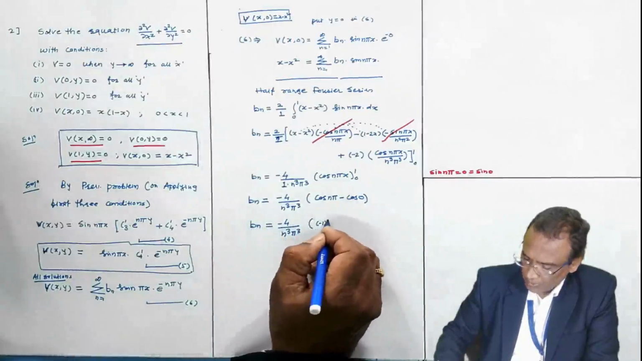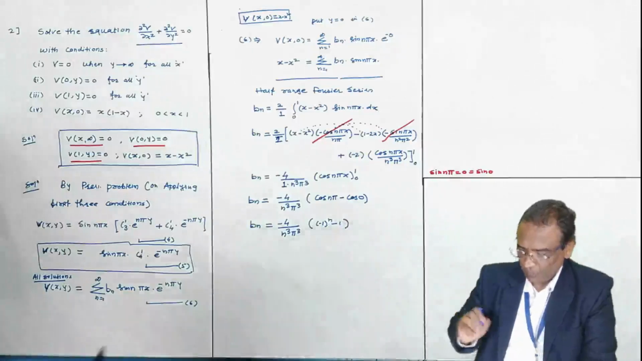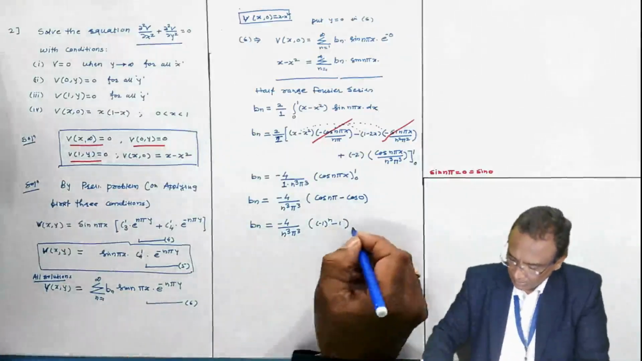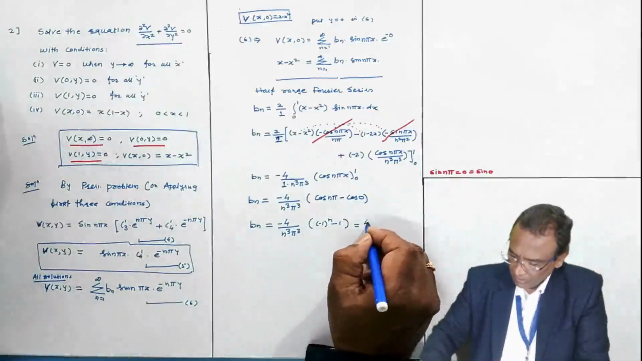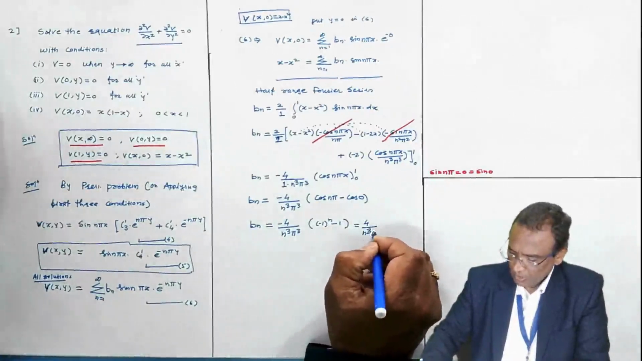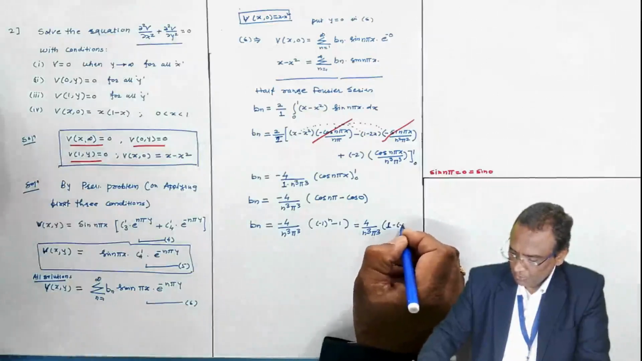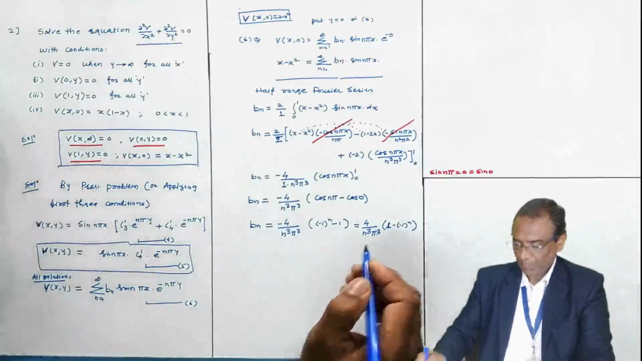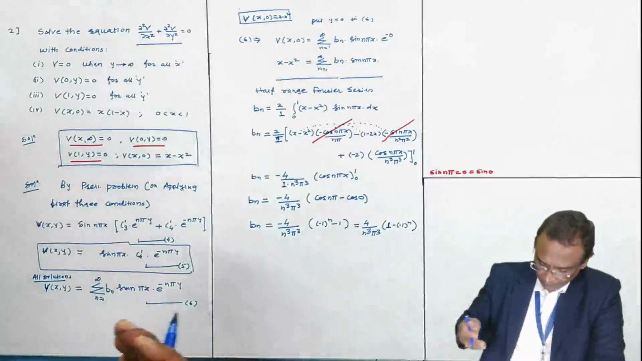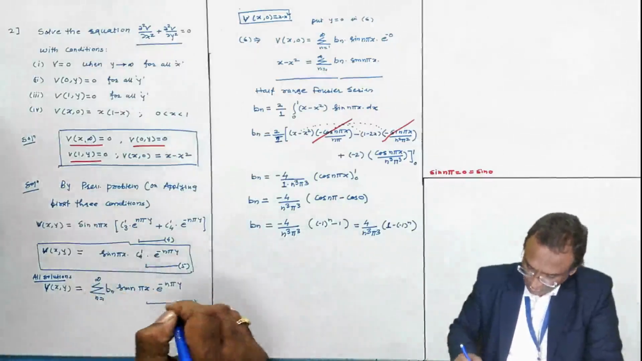Cos n pi is minus 1 to the power n. So this minus sign you can bring inside. It is not necessary, but you can do it like that. It becomes 1 minus 1 to the power n. Now put the value of bn in equation 5, equation 6.